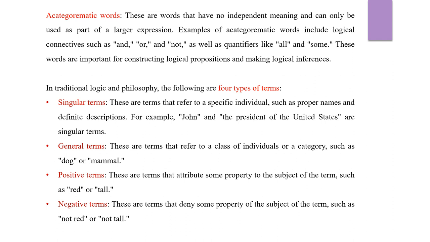In traditional logic and philosophy, the following are four types of terms. Singular terms. These are terms that refer to a specific individual, such as proper names and definite descriptions. For example, John and the President of the United States are singular terms. General terms. These are terms that refer to a class of individuals or a category, such as dog or mammal. Positive terms. These are terms that attribute some property to the subject of the term, such as red or tall. Negative terms. These are terms that deny some property of the subject of the term, such as not red or not tall.